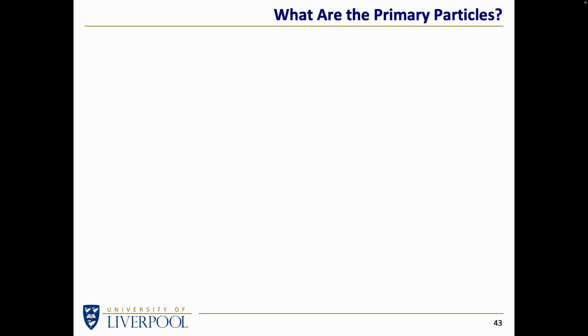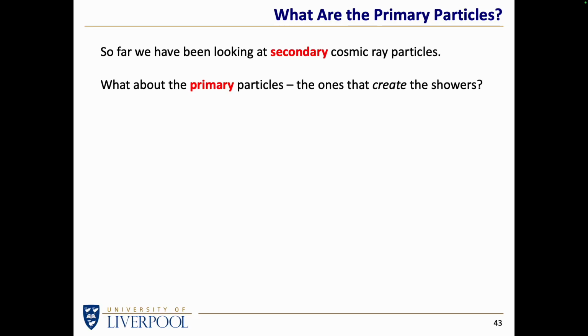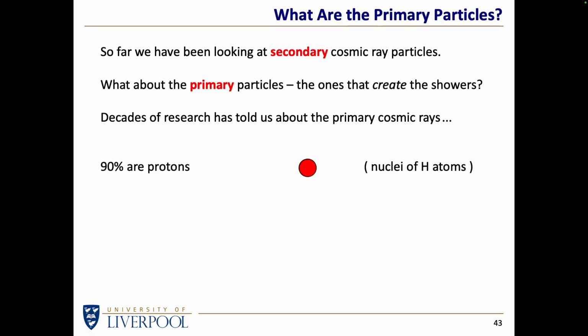What about the primary particles? What are the particles that actually start this cascade? If what we see down here on Earth are electrons and muons and other particles, what actually started this process by hitting the top of our atmosphere? Well, so far we've been talking about the secondaries, but there's been enough research on the primary particles, mainly because we've now been able to go above the Earth's atmosphere with spacecraft and actually see what's hitting the top of the atmosphere. Research has told us that most of these cosmic rays hitting the Earth, 90% of them, are protons.